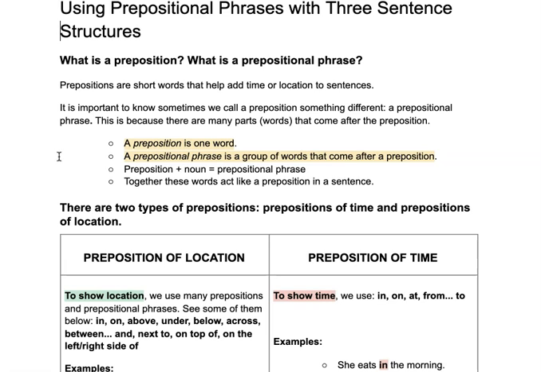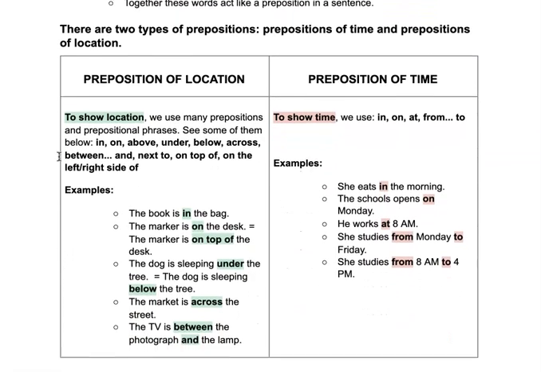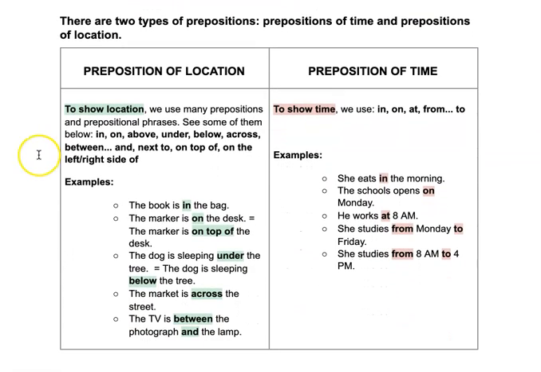Now, the information that we can add, there are two different types of prepositions. So this means that you can add a preposition of location to your sentence to give information about a place, or you can add a preposition of time to your sentence. If you add a preposition of time, that means that you are adding information about time to your sentence.